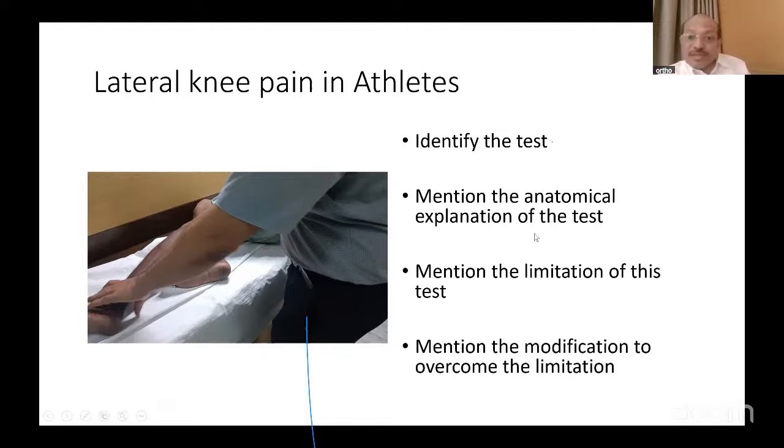Now mention the limitation of this test. See, as there is significant contraction of the iliotibial band, that can lead to stretching of the rectus femoris, and that can cause pain on the other side of the knee. So the patient may complain of an unpleasant sensation around the knee, not only from the lateral but also from the medial aspect. The patient may be uncooperative. So that is the limitation.